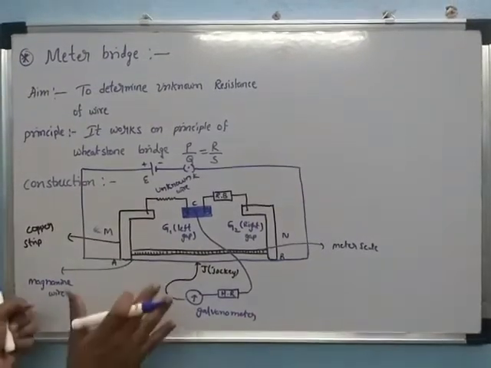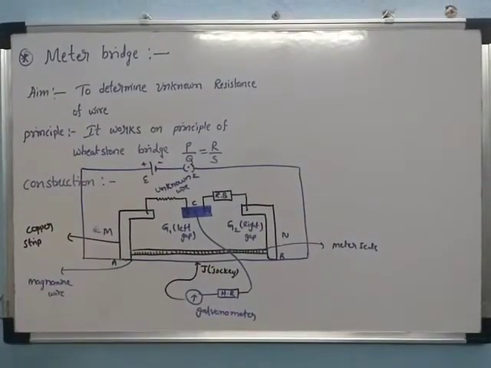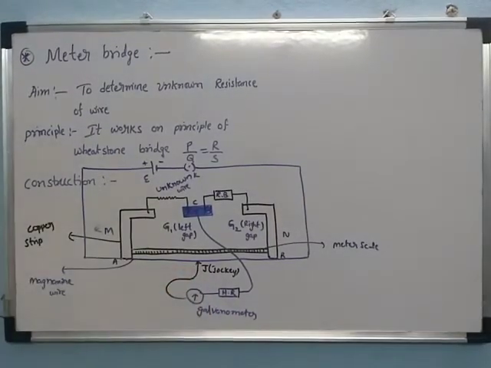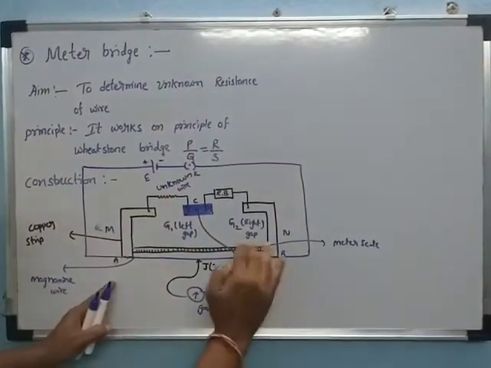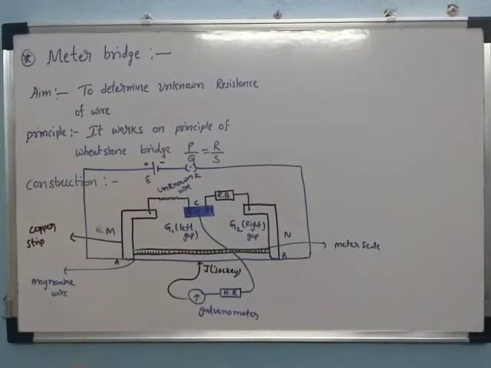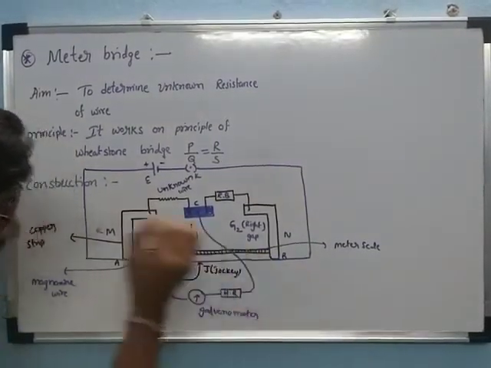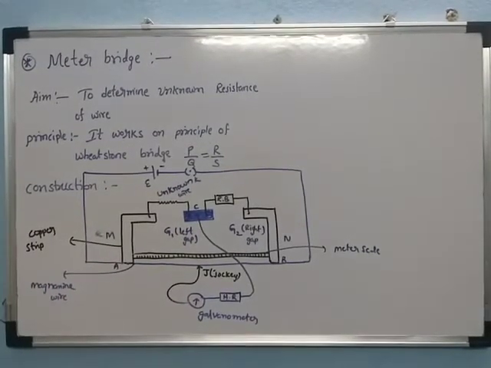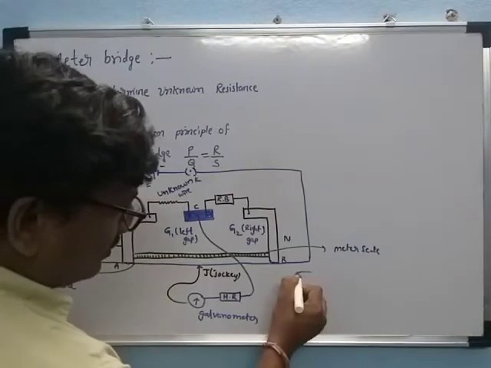Now the connection is completed, and we verify whether it is right or wrong. When the jockey is pressed at the left side, at the A point, the galvanometer shows the reading on the right side. When the jockey is pressed at the B point, on the right side, the galvanometer shows the deflection on the left side.